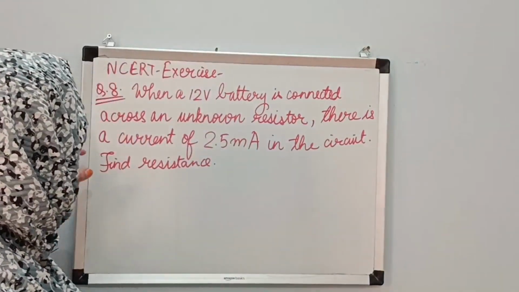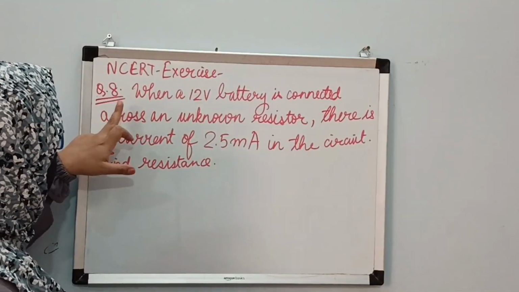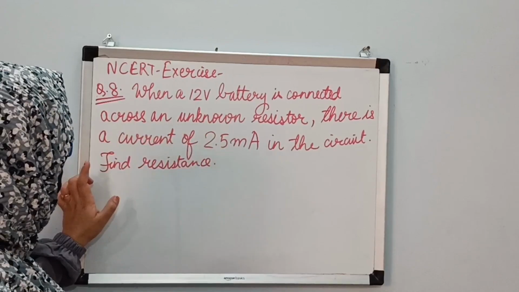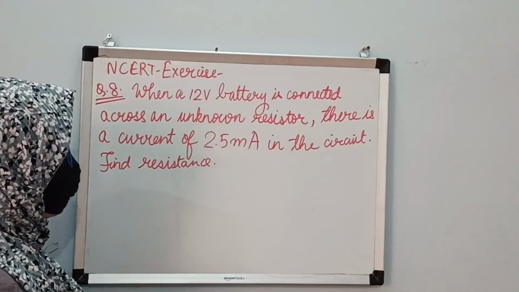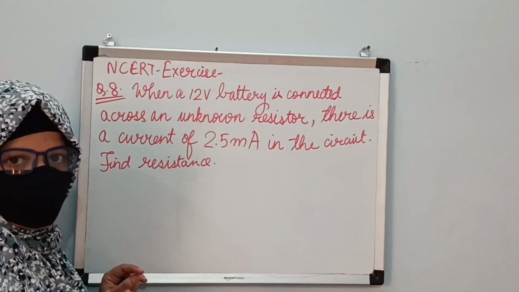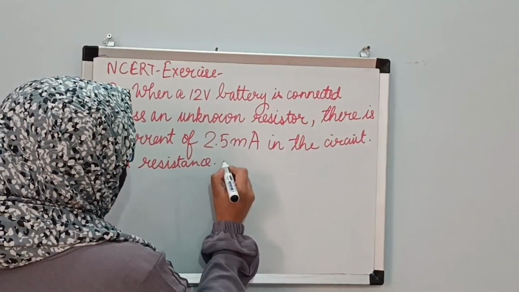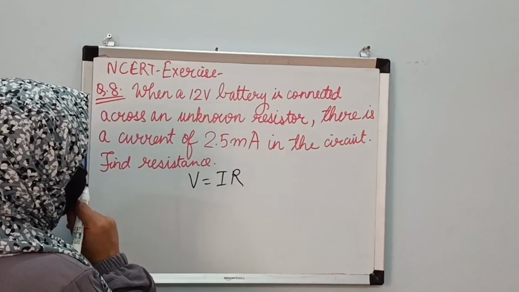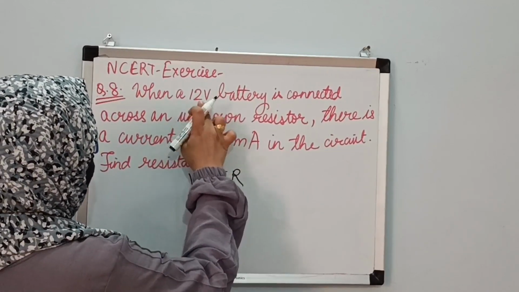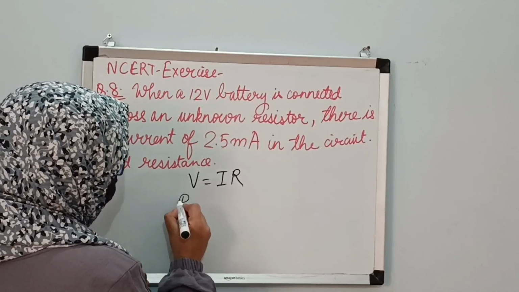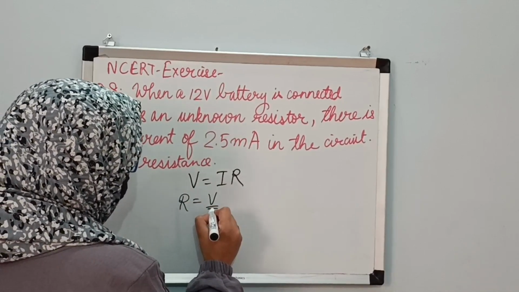Next question is from NCERT exercise question number 8. When a 12 volt battery is connected across an unknown resistor, there is a current of 2.5 milliampere in the circuit. Find resistance. So we can apply Ohm's law here. We all know that V is equal to IR, and we have to find out here what is given. V is given, current I is given, and we need to find out R. So resistance is equal to V by I.